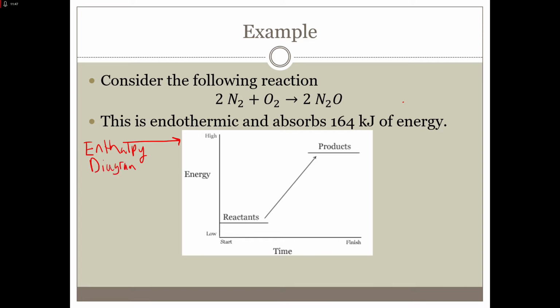And you can show that for an endothermic reaction, the reactant energy, H reactants, is lower than the product energy, H products. And then the delta H will be this quantity here. So delta H in this case is greater than 0.